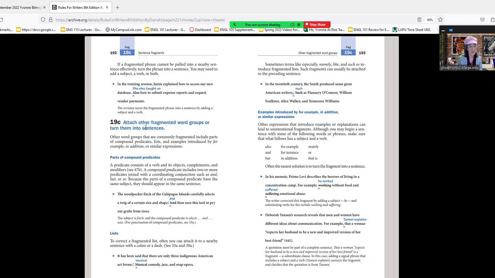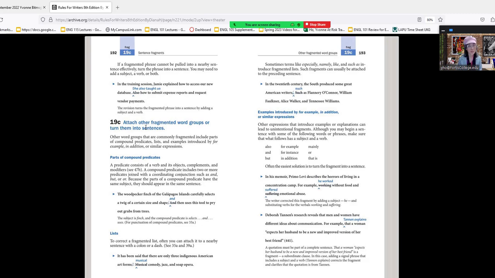In the training session, Jamie explained how to access our new database. She also taught us how to submit expense reports and request vendor payments. The revision turns the fragmented phrase into a sentence by adding a subject and a verb.